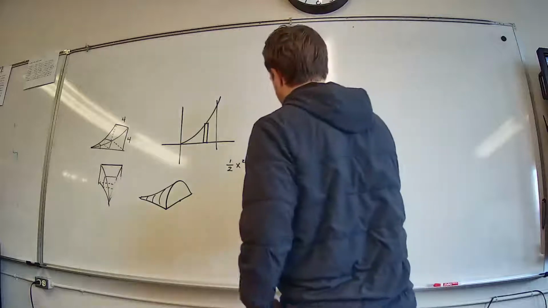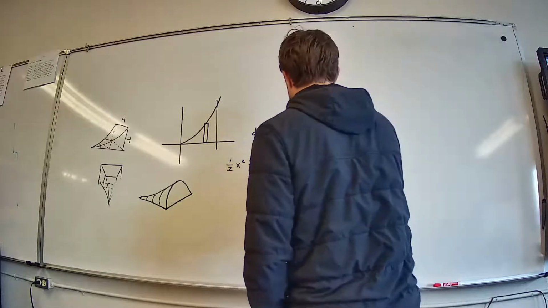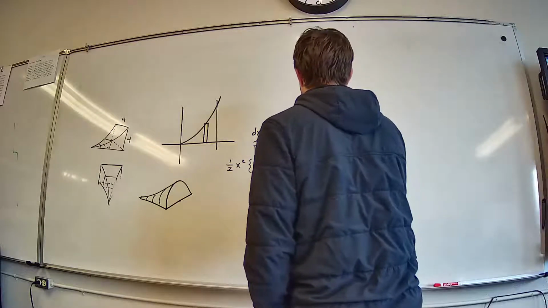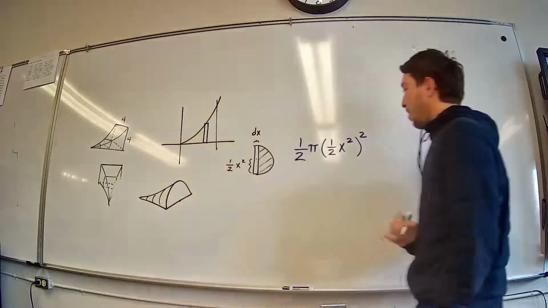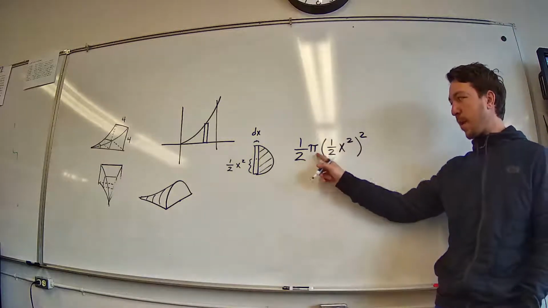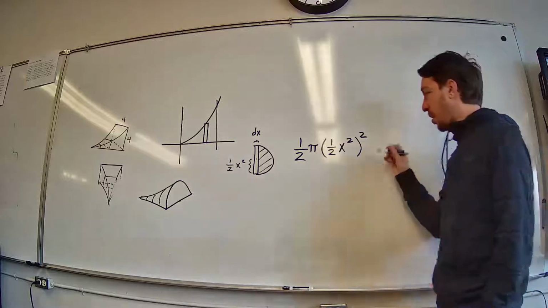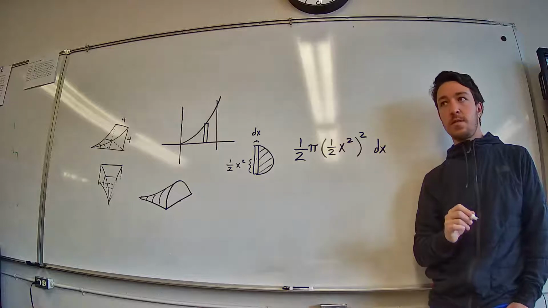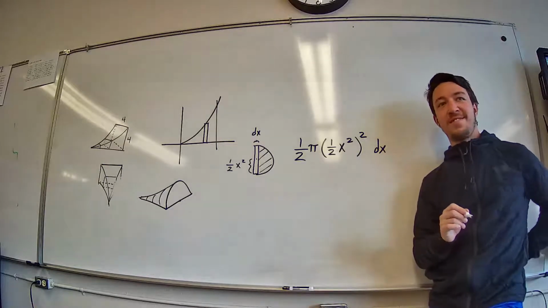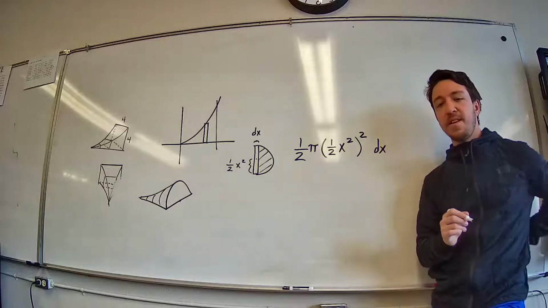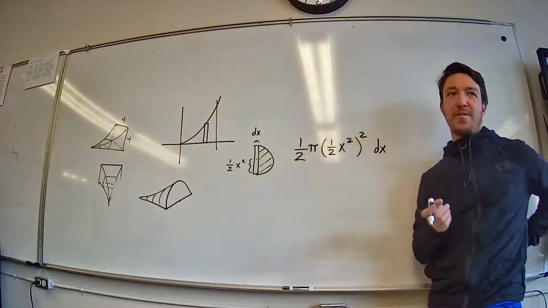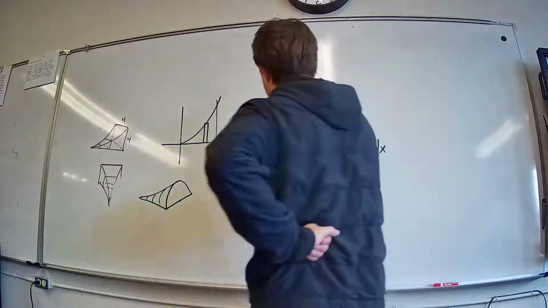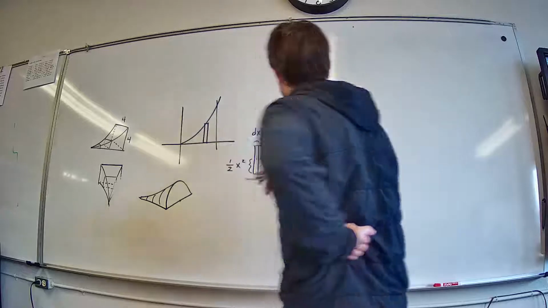The area of this semicircle is 1/2 of pi r squared, times the thickness, which is dx. And then we want to not just get one, we want to get all of them. So you're going to integrate from 0 to 2. So this is the integral.